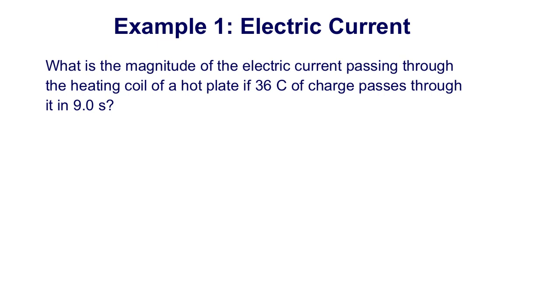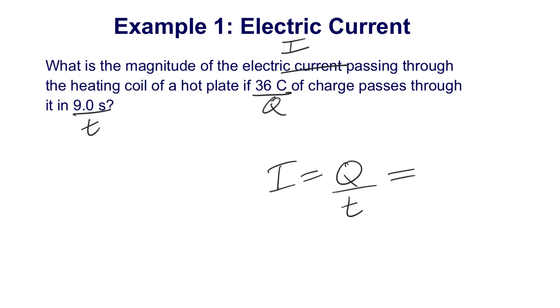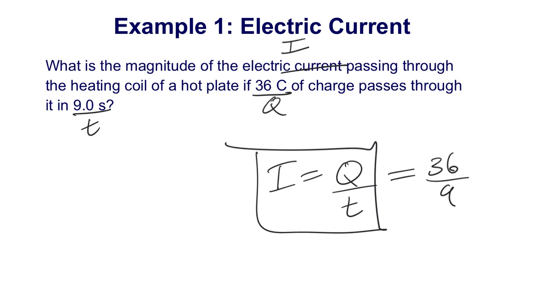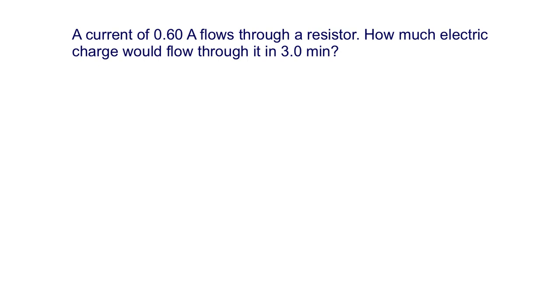So these problems are really simple. What is the electrical current passing through the heating coil of a hot plate if 36 coulombs of charge, okay, that's Q, passes through in 9 seconds? So basically, you picked the only equation I've given you so far. That'd be 36 divided by 9, and so that would be 4 amps.